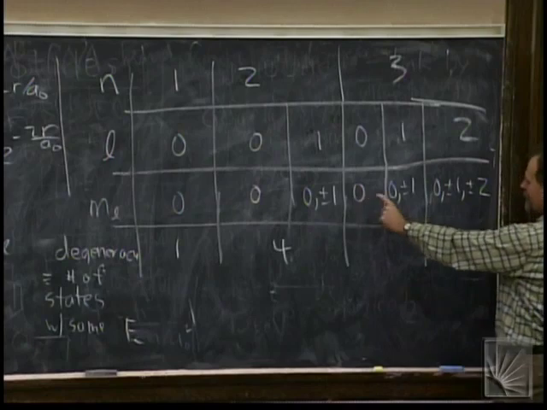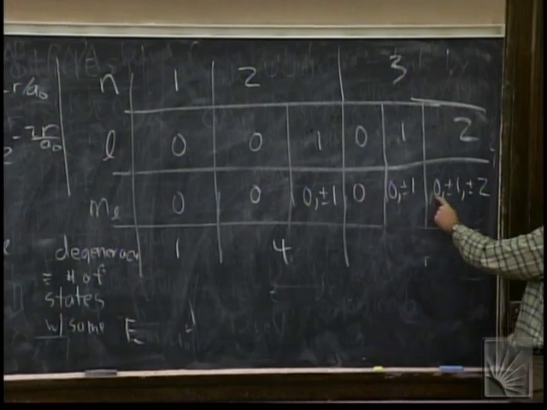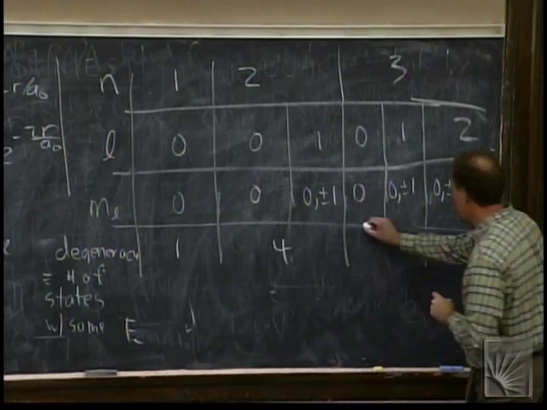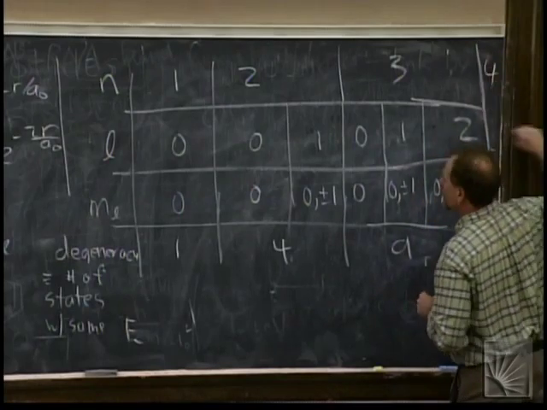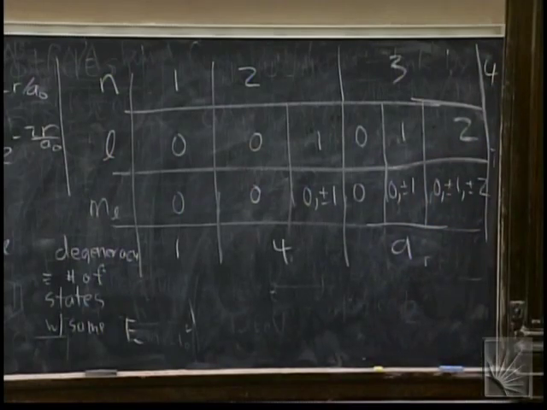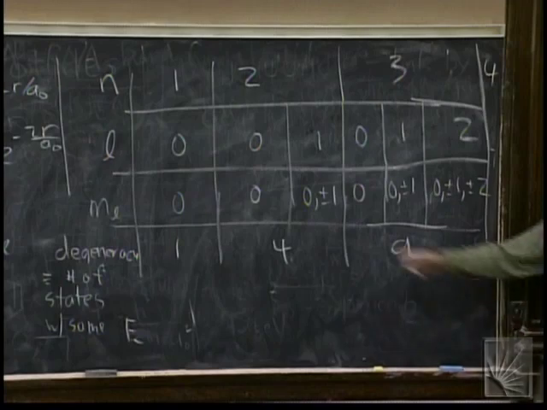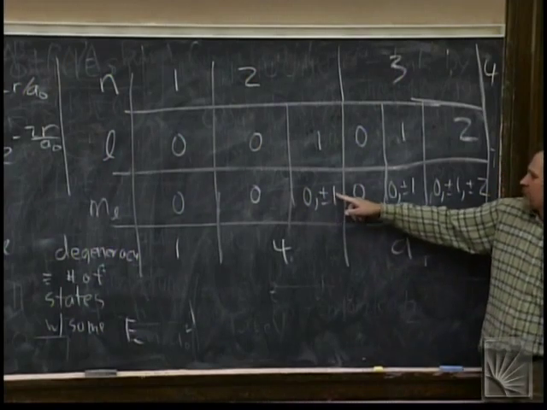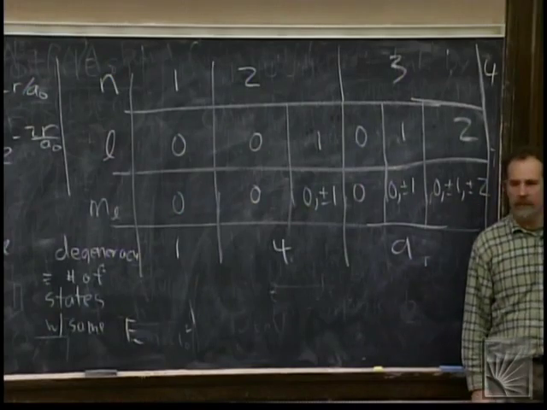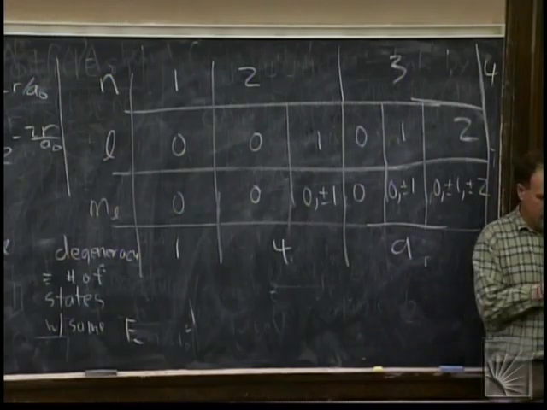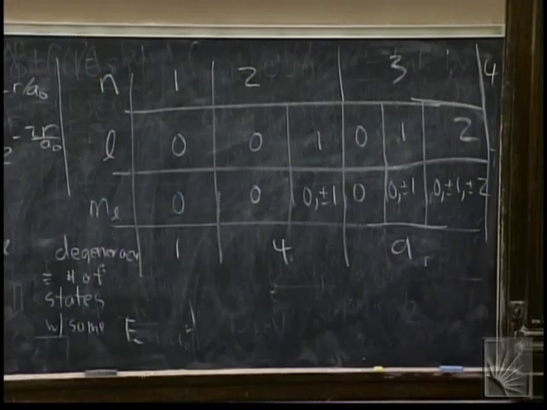But 1, 2, 3, 4, 5, 6, 7, 8, 9. And of course this table continues, dot, dot, dot. All right. Note, of course, when I have 0 and plus or minus 1, that's three different states. The different M sub L's have different states. Okay?